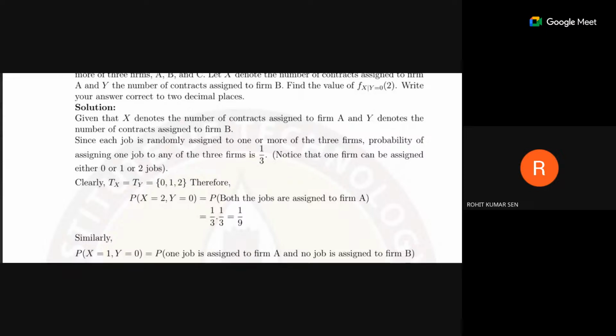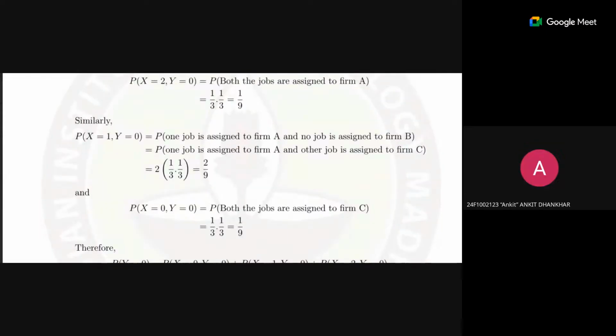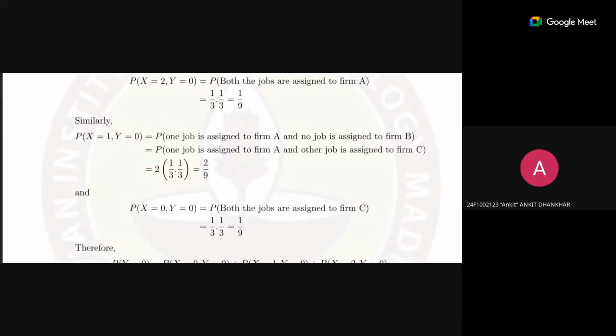Okay, I need to see the full question then. Here you have the doubt, right? The probability of assigning to any one particular firm is 1/3. Yeah, that's correct. But if we take P of X equals 0, Y equals 0, not assigning is 1 minus 1/3, that's 2/3. Should it not be 2/3 into 2/3 instead of 1/3, 1/3?